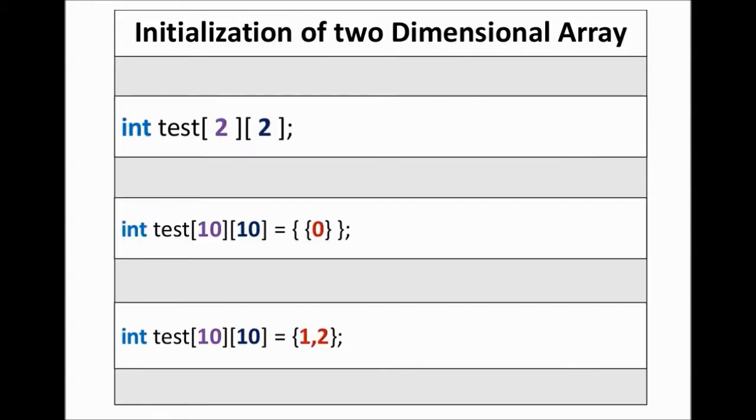For example, in test[2][2], here we have a two-dimensional array named test with 2 rows and 2 columns, and another initialization of this test is test[10][10] = {0}, where all elements are initialized with 0. And here is another where we write [10][10] and only enter 2 elements in this array.